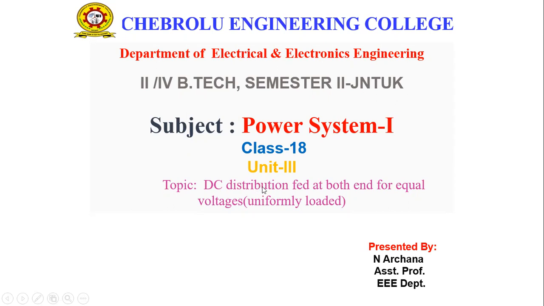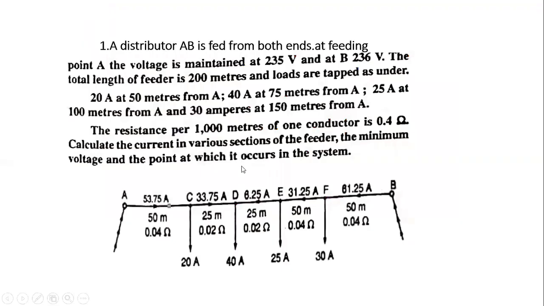Now, in the present class, we are discussing the DC distribution fed at both ends for equal voltages for uniform loading. First problem: a DC distributor AB is fed from both ends. At feeding point A, the voltage is maintained at 235 volts.